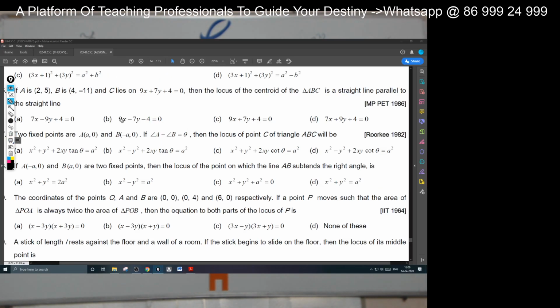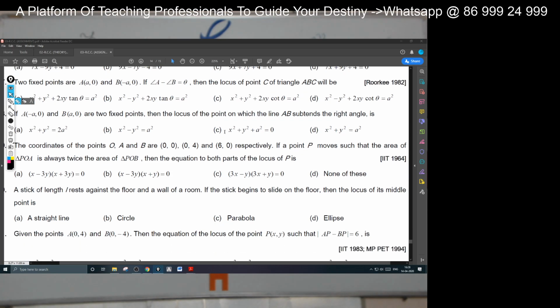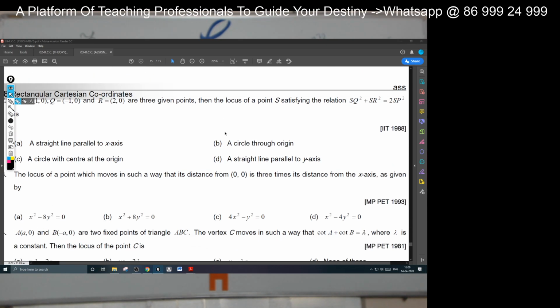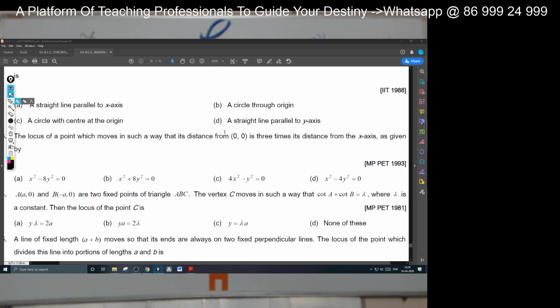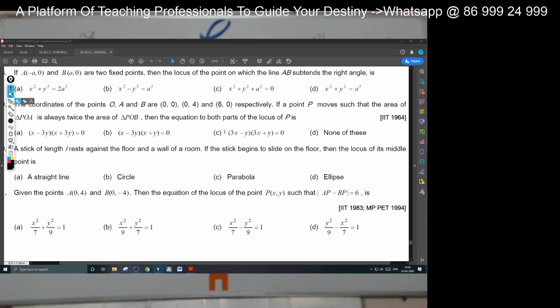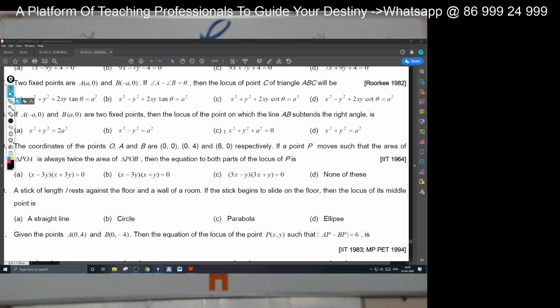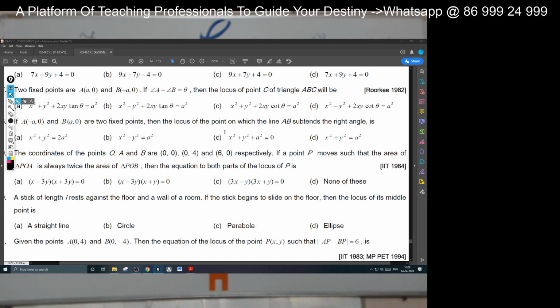Now, this is also two fixed points A0, B minus A0. If my angle A minus angle B is equal to theta, then the locus of point C of triangle ABC will be... see what I'm doing now. It is a little time-consuming to solve all these problems.